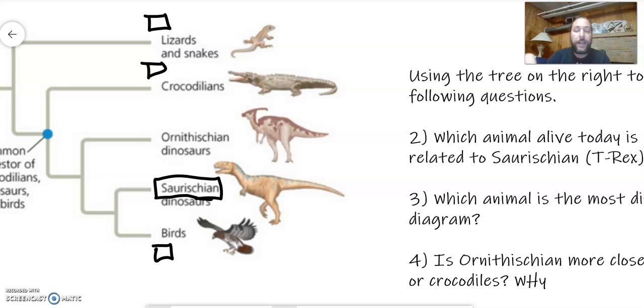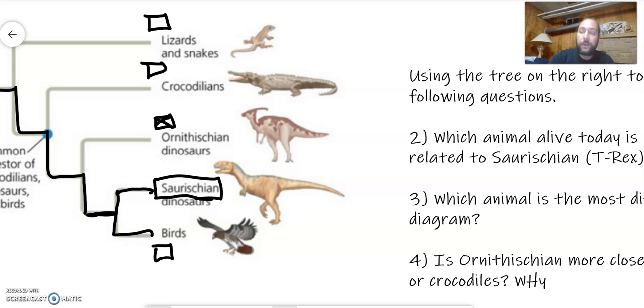The dinosaurs are not, right? So the dinosaurs are out, right? So X those. Now, which one is most closely related to the Saurischians? So I'm looking for this line right here, and I see that this line is shared with birds. So they share all of this in common, and this all the way back to here. So that means birds and Saurischians are the most closely related on this diagram.